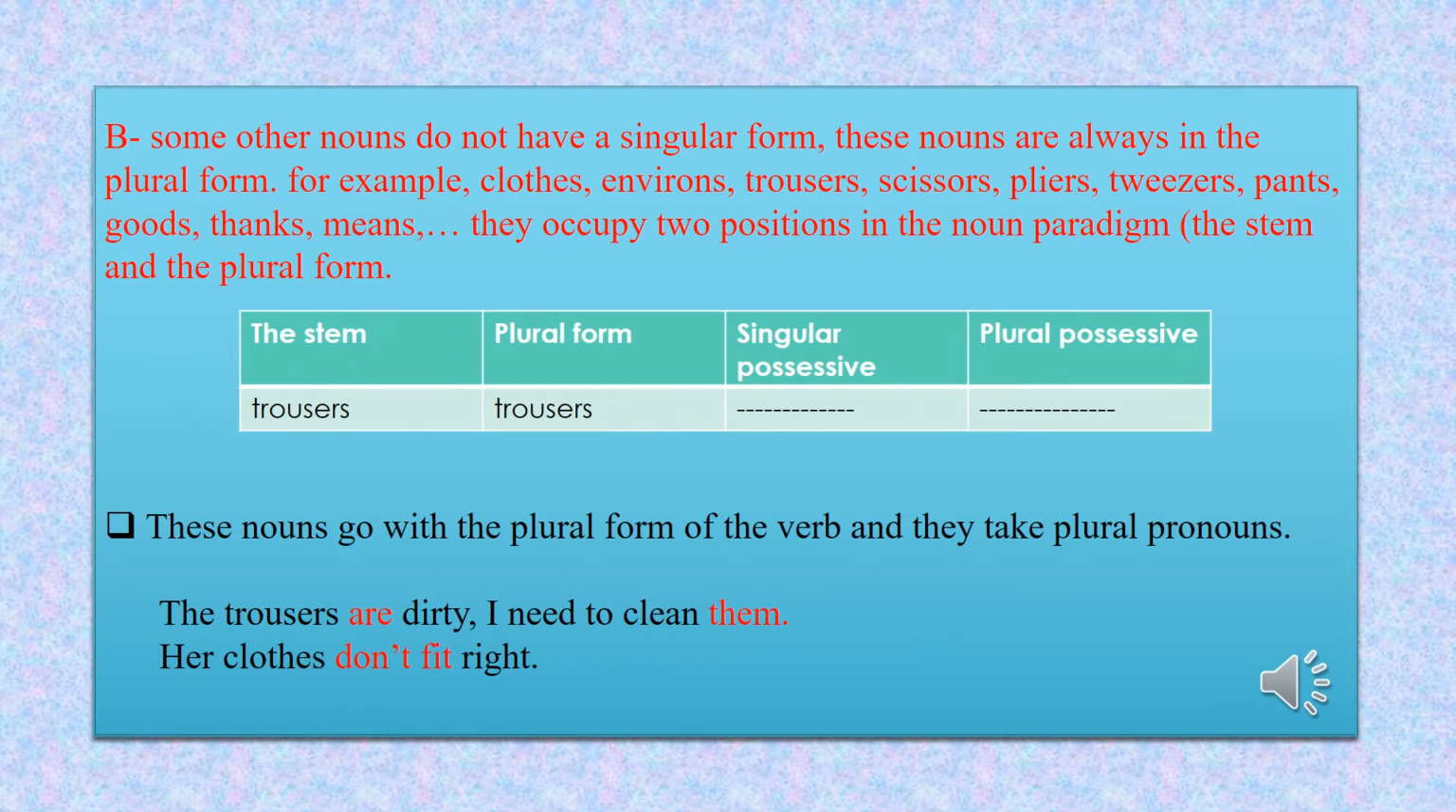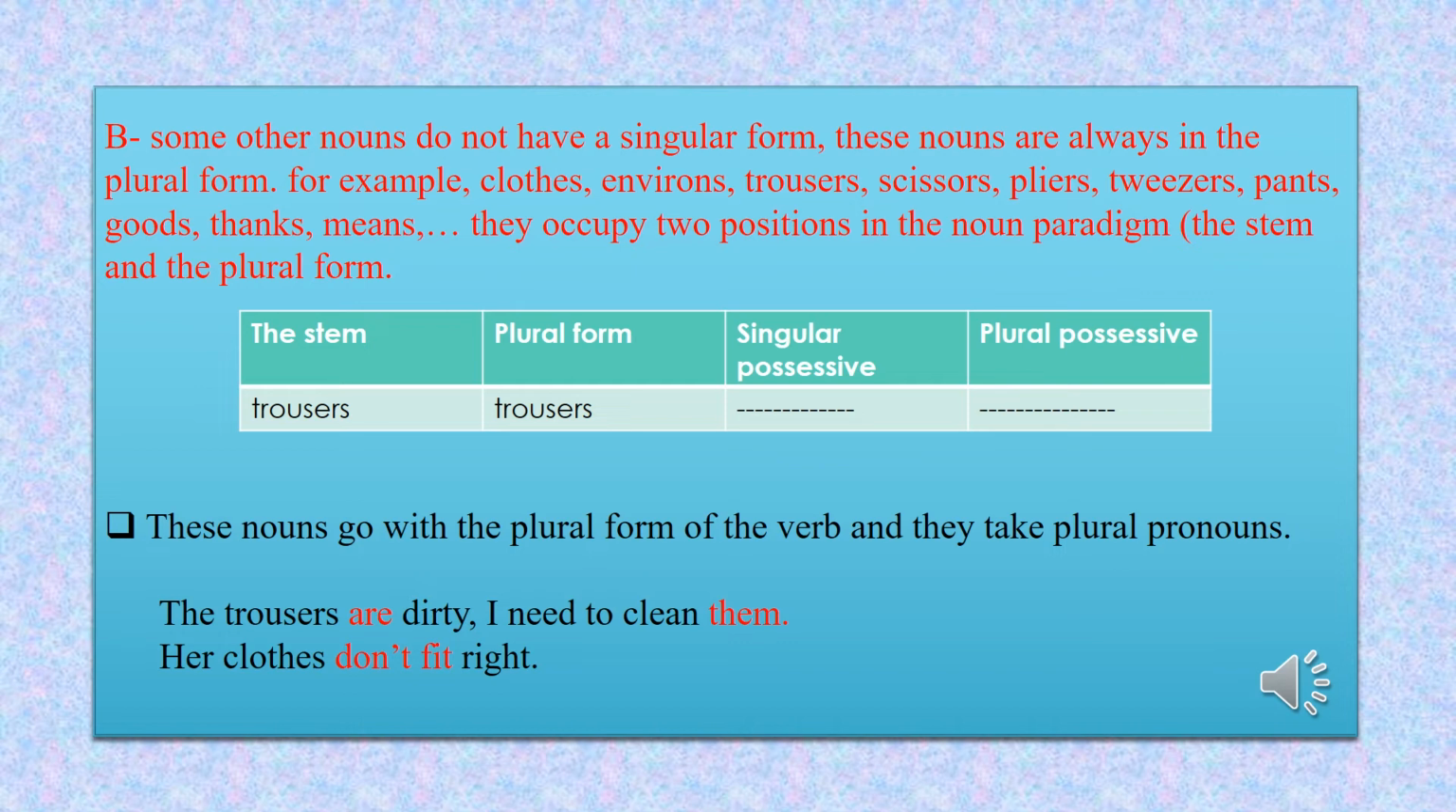The second type includes nouns that do not have a singular form. These nouns are always in the plural form. We don't have a singular form for these nouns. For example, nouns like clothes, environs, trousers, scissors, pliers, tweezers, pants, goods, thanks, means, etc. Although they end with S plural, this S plural is inseparable. We cannot separate the S plural from the rest of the word to have the singular form, because we don't have a singular form for each one of these nouns.